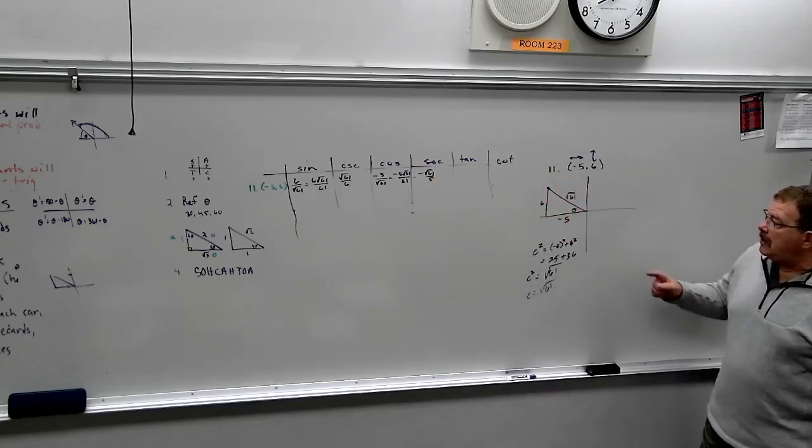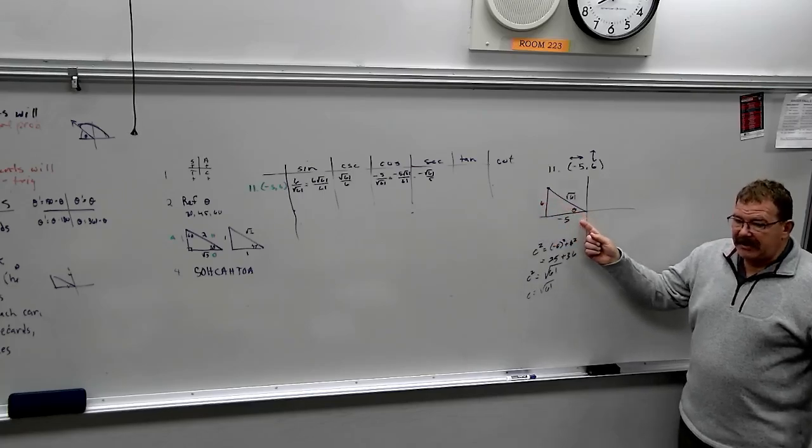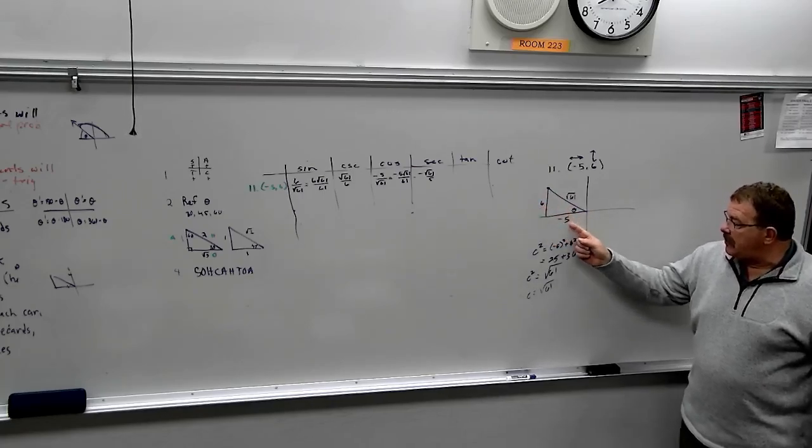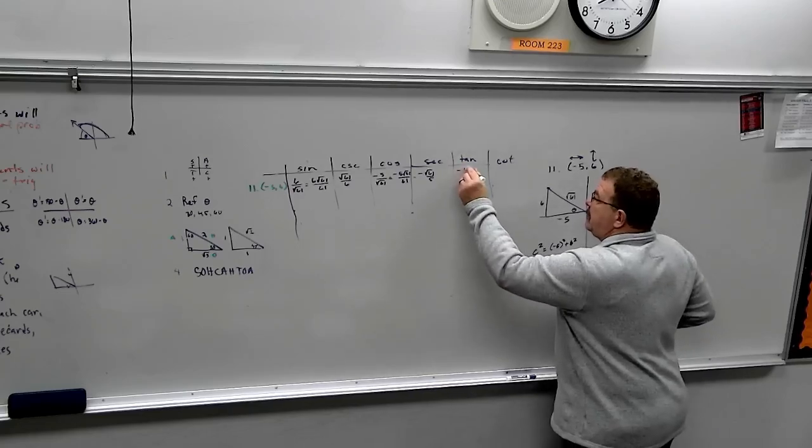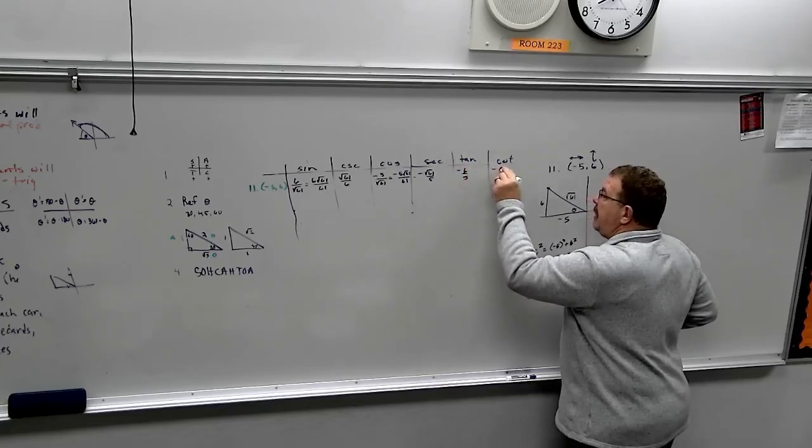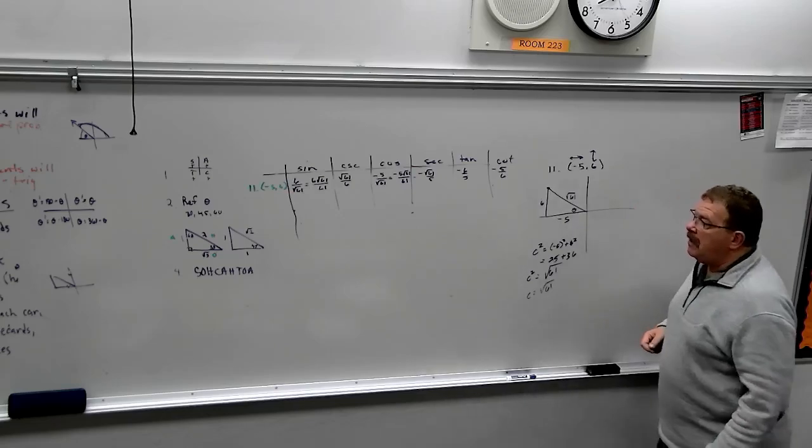Okay, tangent, opposite over adjacent. Opposite over adjacent. So negative 6 over 5, so cotangent is negative 5 over 6.